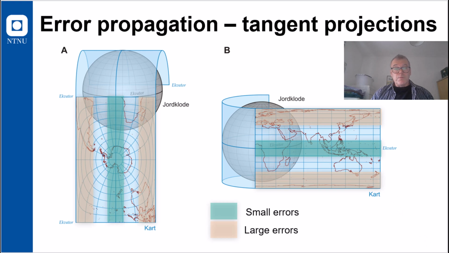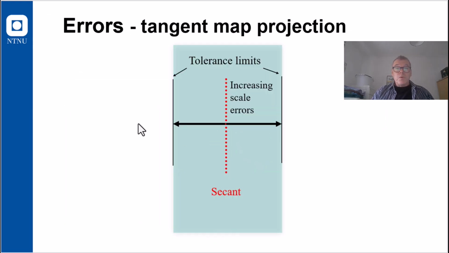This is also true for the transversal cylindrical projection, but then the error propagation goes east-west. So similarly as Greenland was becoming large in the normal cylindrical Mercator projection, South America would become great using a transversal cylindrical projection. So the principle with tangent map projection, where you have the secant, is that the errors are small on or near the secant, where the cylinder is tangent to the Earth.